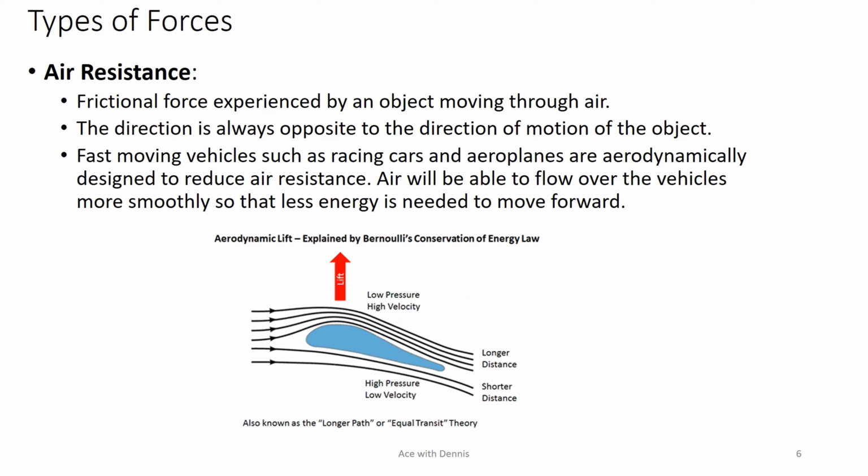So let's look at this diagram, which shows the aerodynamic lift. When the vehicle moves forward, you can see that the air is broken into two paths, one moving above the vehicle, another moving below the vehicle. When the air moves above the vehicle, it will create low pressure and high velocity for the air. If the air moves below the vehicle, it will create high pressure and low velocity. Hence, it will create a lift and lift up this vehicle.